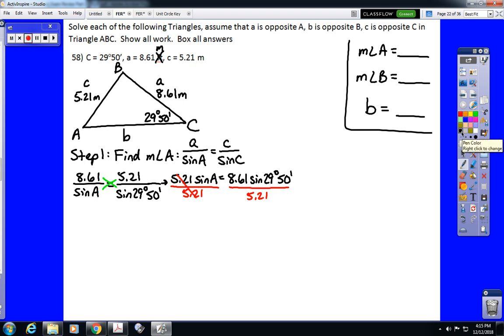So I'm going to go ahead now and feed that fraction to the actual calculator. So 8.61 times the sine of 29 degrees 50 minutes divided by 5.21. And this one will exist because that is 0.822128944, which means that A is the inverse sine of that fraction.